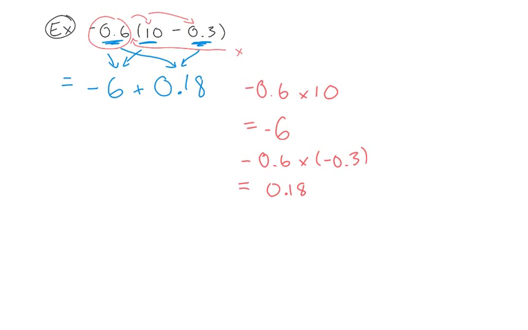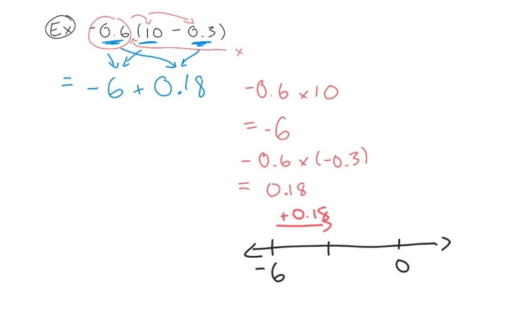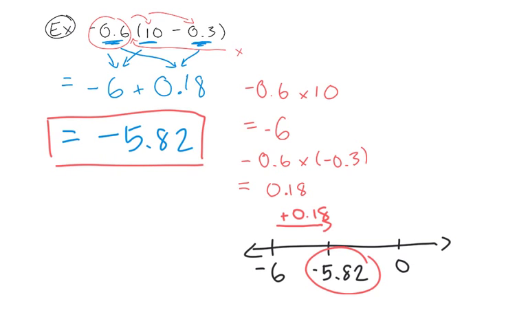I'm just going to scroll out to make some space. You can throw this into your calculator to find the answer. I'm going to show you how to do this with the number line. We are going to put our 0 over here. Negative 6 is over there. You're adding 0.18. When you add, you're going further to the right by 0.18. You're going to end up at negative 5.82. Therefore, our final answer is going to be negative 5.82. I'm going to put a box around it to indicate that is my final answer.